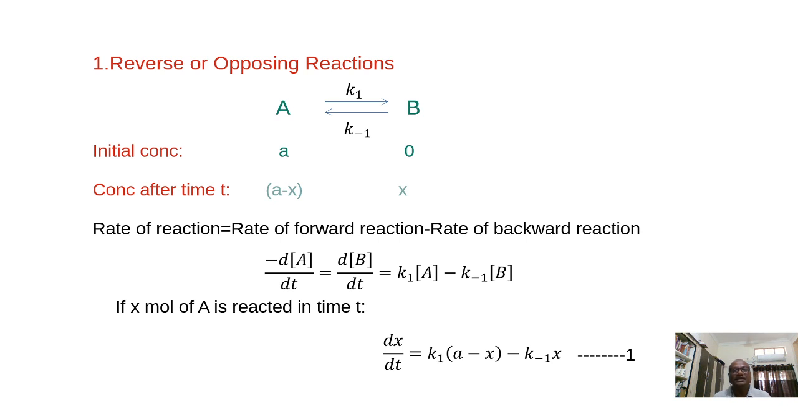In this reversible reaction, in order to achieve equilibrium, what is the condition? The condition is that the rate of forward reaction must be equal to the rate of backward reaction. That we know. When the rate of forward and backward reactions becomes equal, then equilibrium will exist in the system.